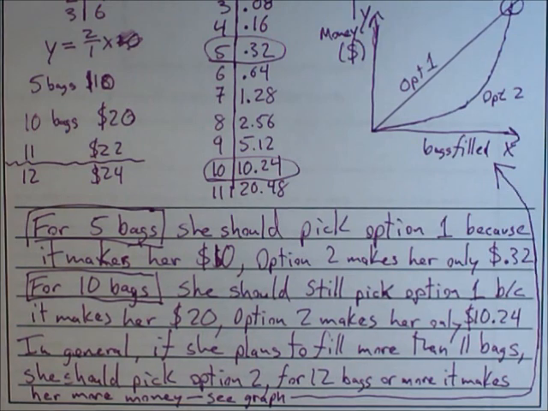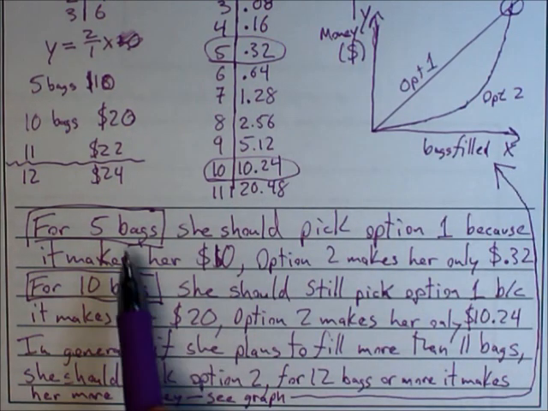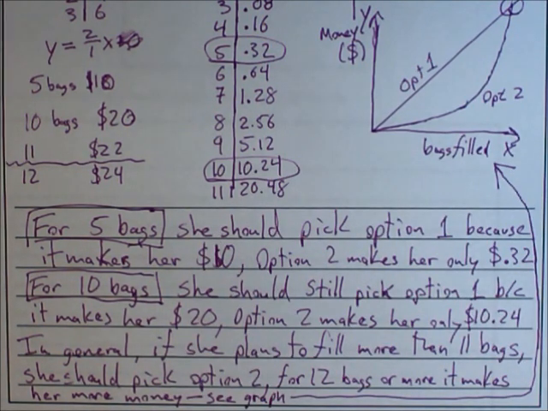Okay, here's what I wrote to go along with the math representations I've already shown. I said for 4 bags, she should pick option 1 because it makes her $10. Option 2 makes her only 32 cents. For 10 bags, she should still pick option 1 because it makes her $20. Option 2 makes her only $10.24.